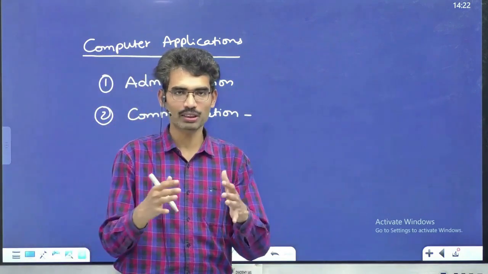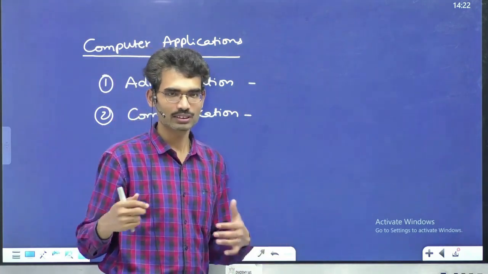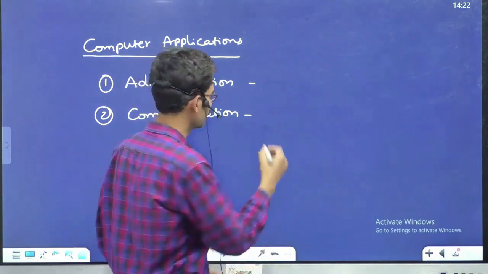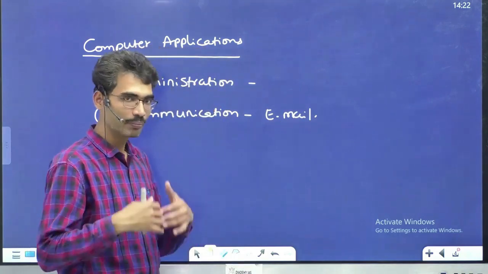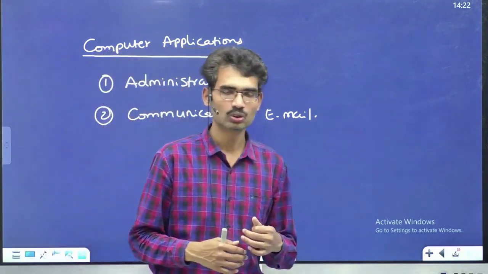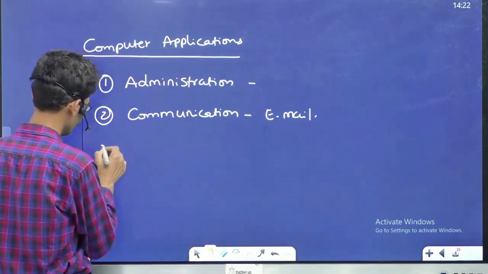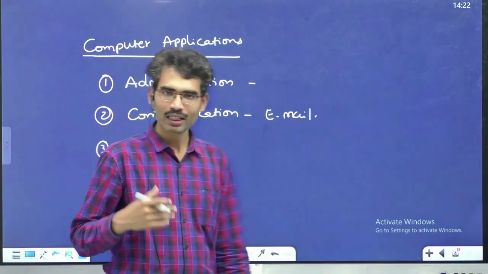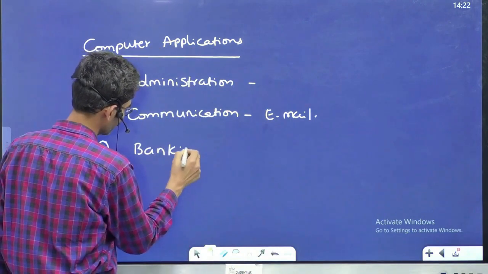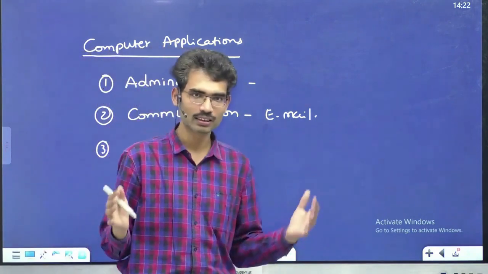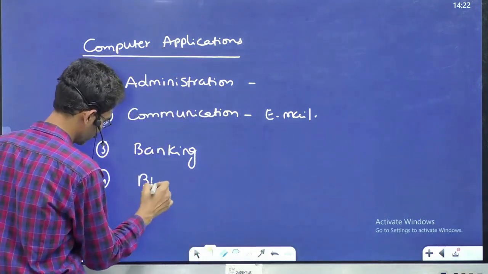employees should communicate among themselves, those who are preparing or those who are clearing this exam. They will be given an office, and within the office you have to communicate, like email, and you have to communicate to the beneficiary, those who are eligible for the provident fund final settlement. So, communication. Then once you disburse the amount of money, it goes to banks. Banking, again computers are required. N number of applications like this.